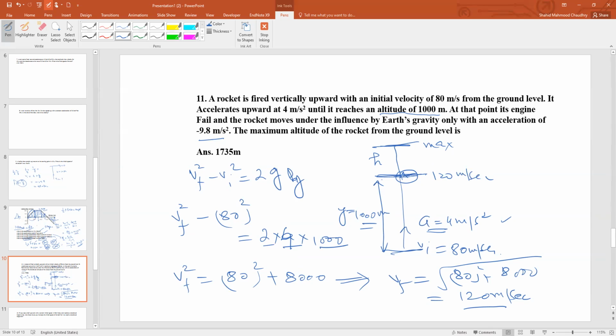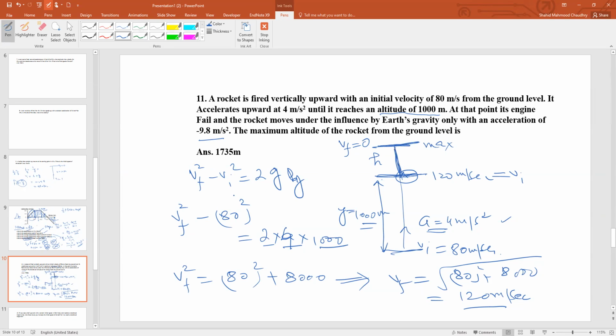When its engine fails, it moves a little up, more up. When it reaches the maximum height, its final velocity will be 0, and now this will become the initial velocity. So we want to find this distance.